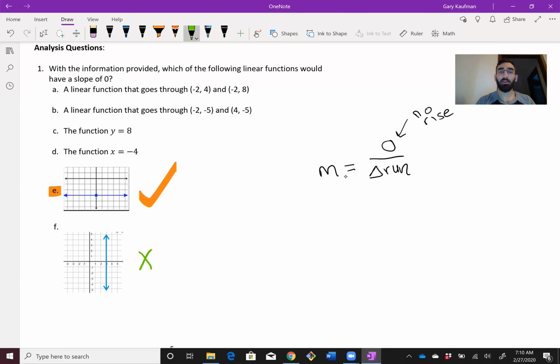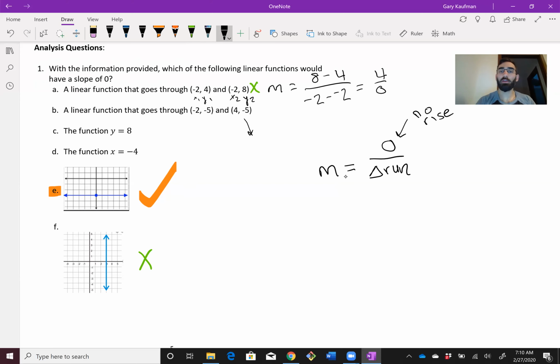Now, let's take a look at A and B. Let's actually calculate the slope. M equals 8 minus 4. So I'm doing x1, y1, x2, y2. I'm doing y2 minus y1 all over -2 minus -2. This gives me a 4 over 0. This means I have no run. That means it's a vertical line. That means no.